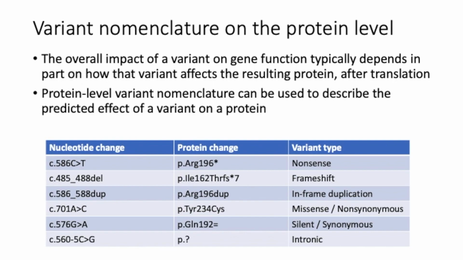The final example shows a variant within the intron, a C to G substitution that occurs 5 nucleotides upstream of the c.560 nucleotide. Variants in the intron may or may not have an impact on the protein that is synthesized during translation by impacting processes such as splicing. However, the effect of intronic variants on the protein cannot easily be predicted by knowing the variant location and substitution alone. Therefore, on the protein level, an intronic variant is usually described simply as p.?, indicating that the effect of the variant on the protein is unknown.